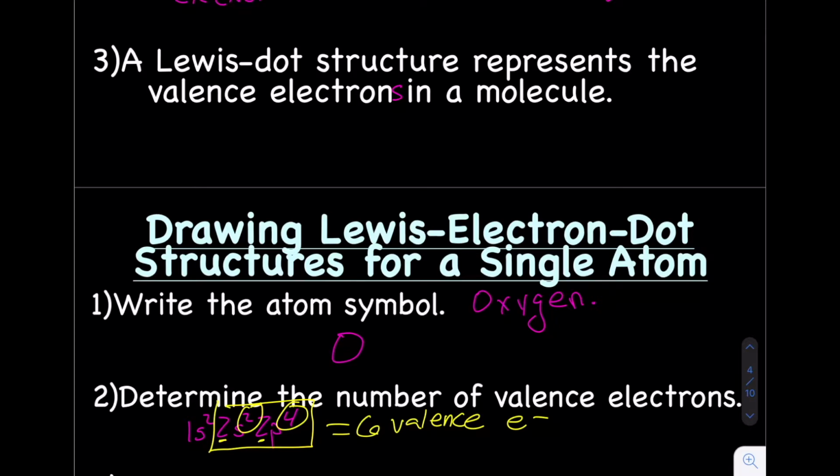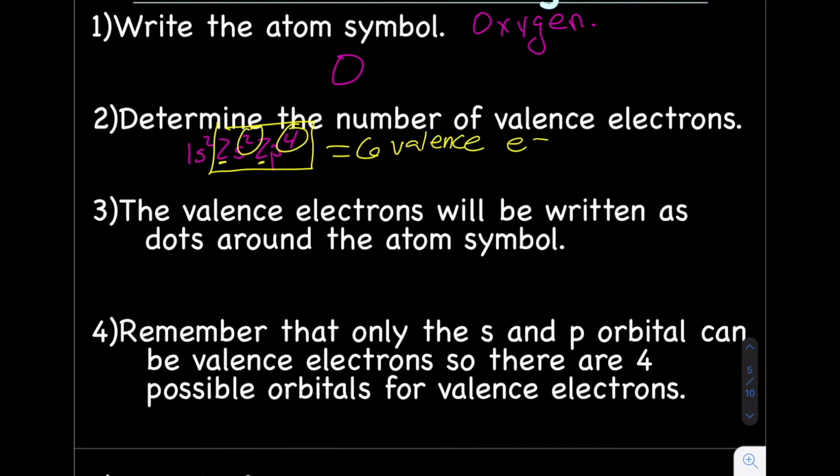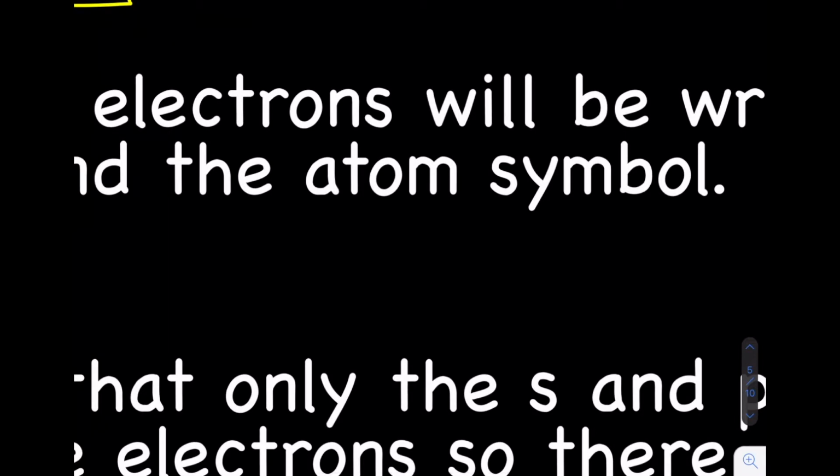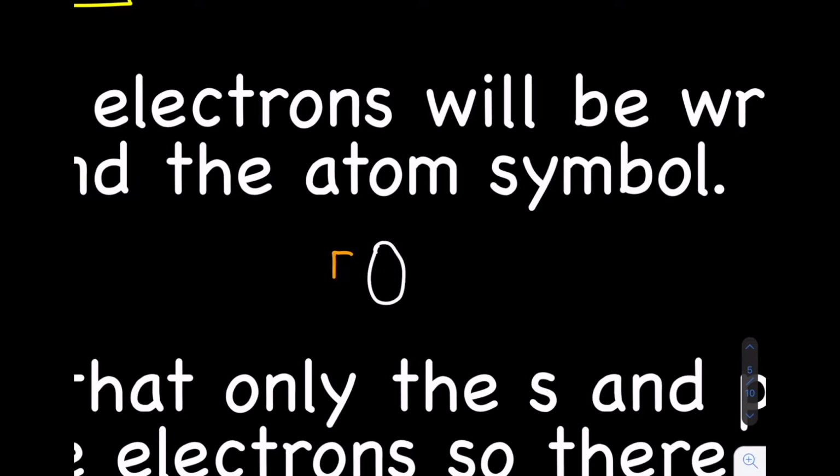Okay, so we've written a symbol. We know the number of valence electrons. The next thing we need to do is write the valence electrons as dots around the atom symbol. Let me just put this part in and then we'll go back and do that. Remember that only the s and p orbitals can be valence electrons, so there are only 4 possible orbitals for valence electrons. And they're arranged around the atom. So I'm going to zoom in for a minute. If I have the atom oxygen, its valence electrons, think of these as invisible orbitals. So we have a total of 4 for the s and p.